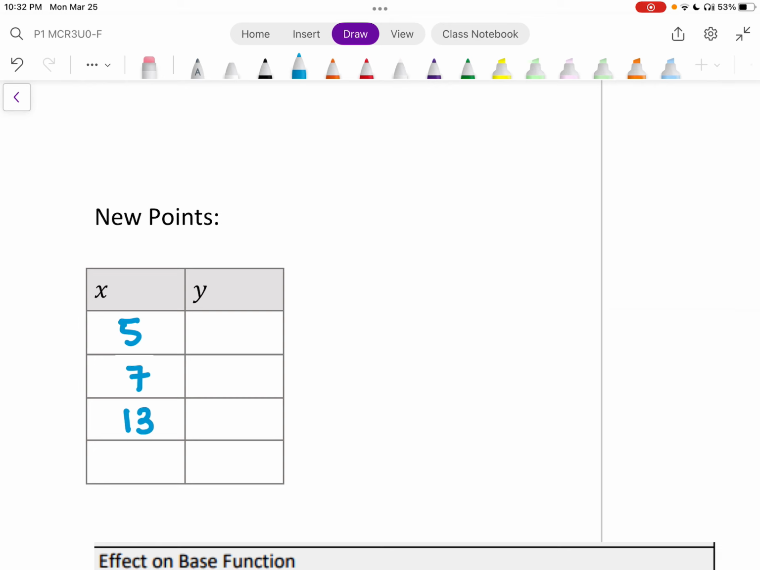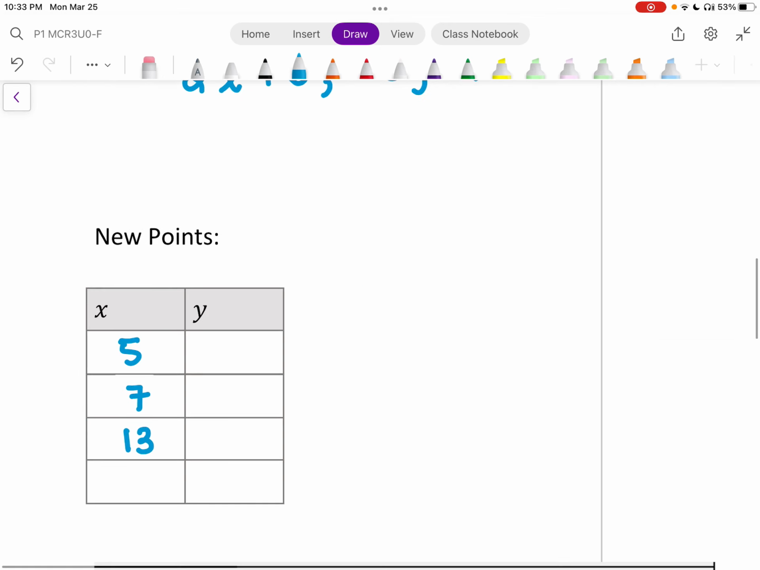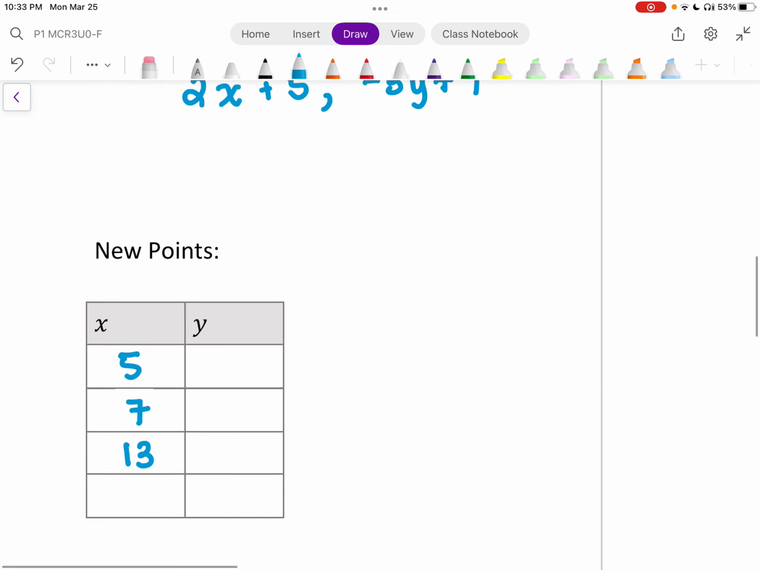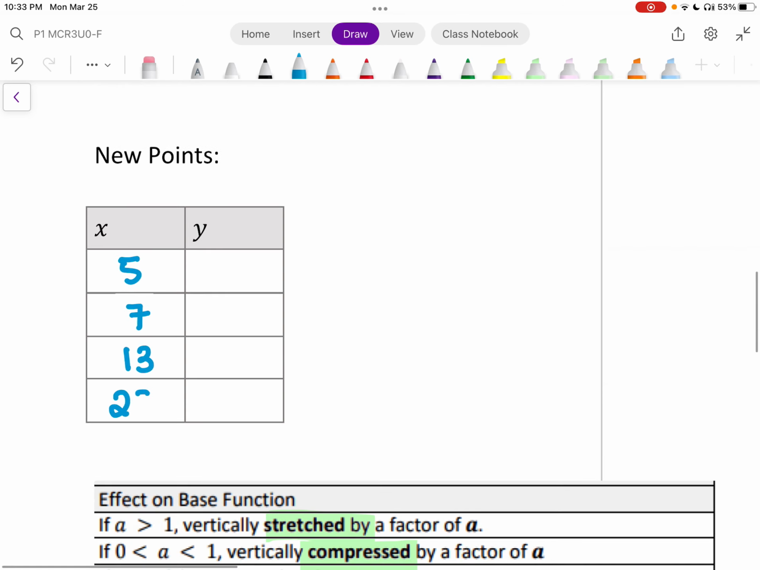Right? And then last but not least, I'm actually not gonna do the next one because if I did 2 times 9, I already know it's 18. I already know when I add 5 to it, it's just gonna go off my graph because my graph only goes up to 20, so I'm just gonna ignore it. But if I had to put that point in, it would be 23.